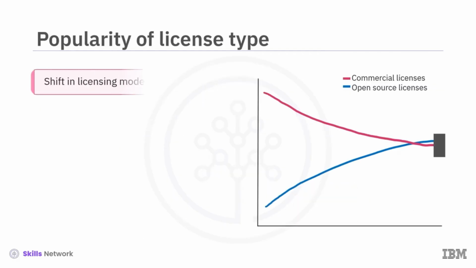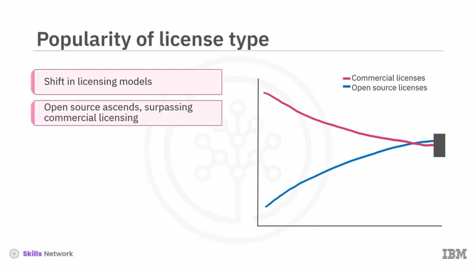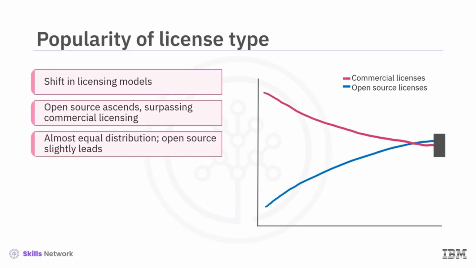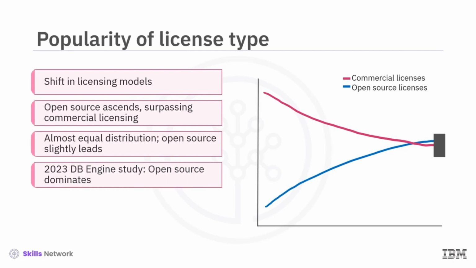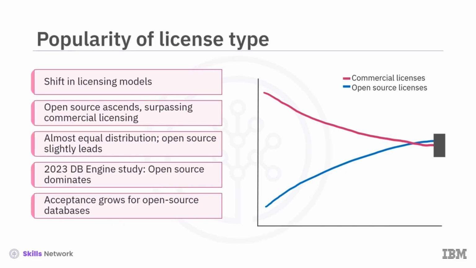In the last decade, there has been a significant shift in the preference for licensing models, impacting various software categories, including relational databases. The ascendancy of open-source licensing has been remarkable, surpassing the declining popularity of commercial licensing. Both licensing models share an equal distribution, with open source slightly leading at 50.1%. A 2023 DB Engine study found that open source systems account for 55.3% of the total DB Engine popularity score, up from 35.5% in 2013. This trend reflects the growing acceptance and adoption of open-source relational databases within the software landscape.